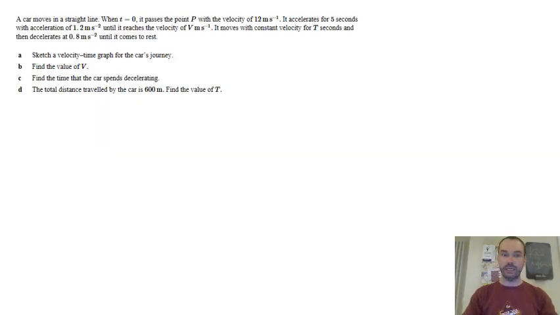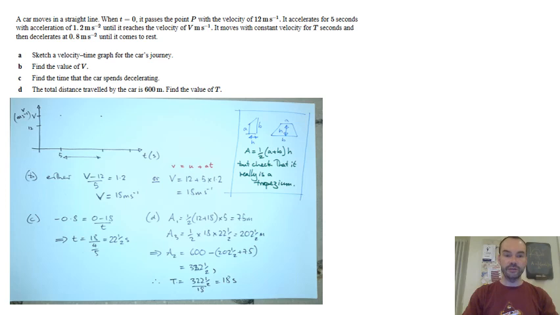So next example, you can pause the video again and read the example. What do we want? We want a velocity time graph. So here I've done the axes. What are we looking for? When t is 0, we have the velocity is 12, so we want 12 on the axis. It accelerates for 5 seconds with an acceleration of 1.2 until it reaches velocity capital V.